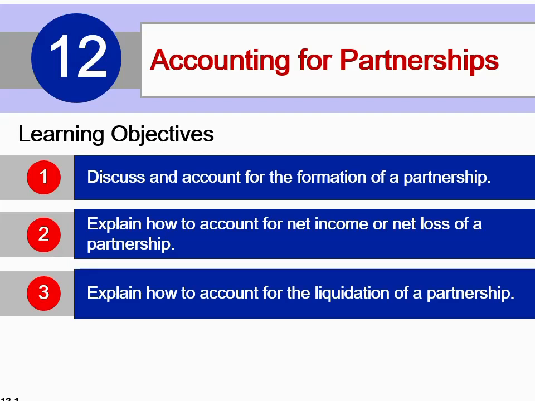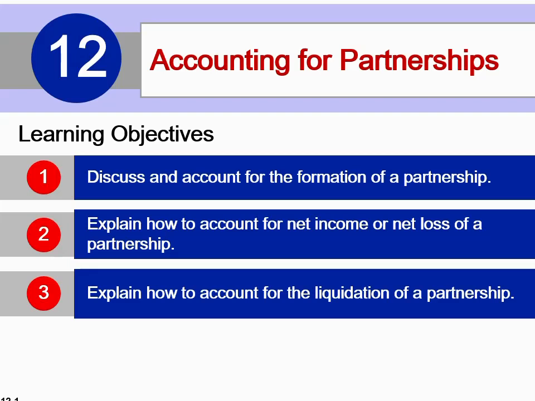Today we will start our discussion with learning objective number 3, which is how we treat the partnership in case of liquidation. Liquidation means that they are closing the business. Before moving on to liquidation, let me quickly go through the financial statements, in which we will only be discussing the parts of partnership, meaning the things which are different from the sole proprietorship.